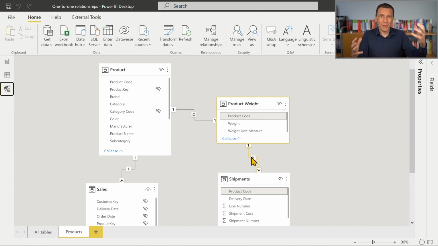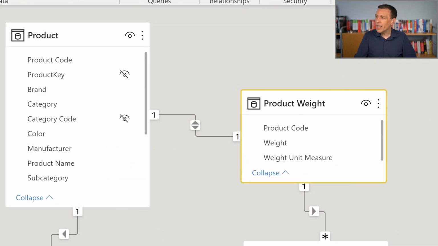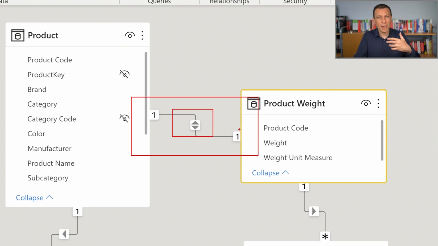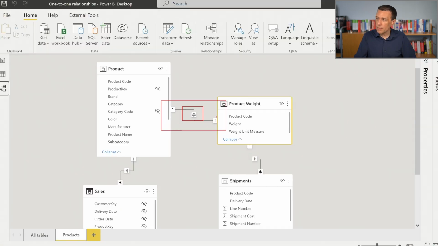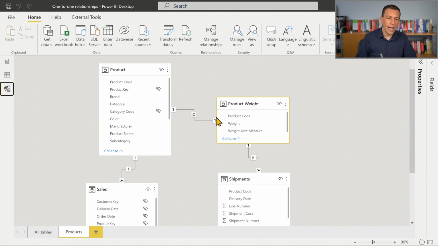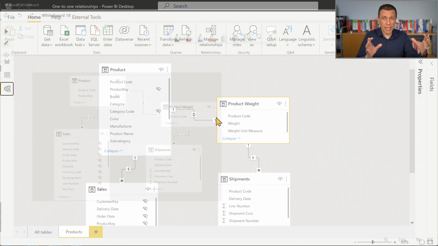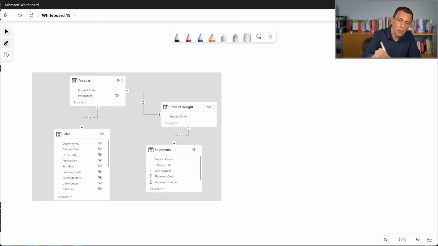Now, in order to create a model that can be browsed in my report, we created this one-to-one relationship using the product code that exists in the product table and also in the product weight table. Now we want to focus on the meaning of this one-to-one relationship and the fact that this is always a bidirectional filter. And to do that, let's go to the Whiteboard where I copied the diagram that we have seen in Power BI. So we want to understand the role of this one-to-one relation with the bidirectional filter.